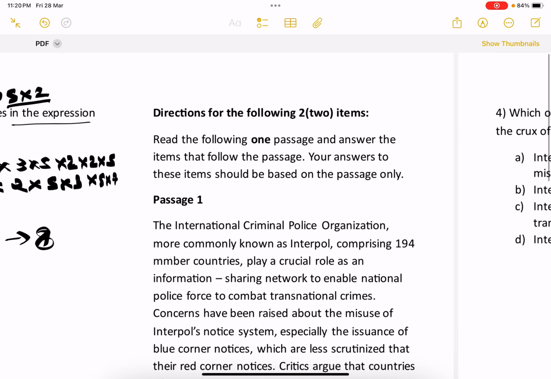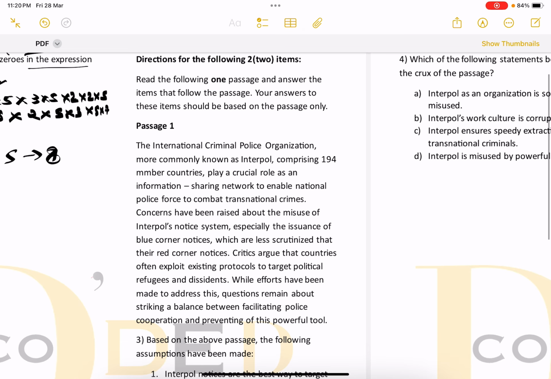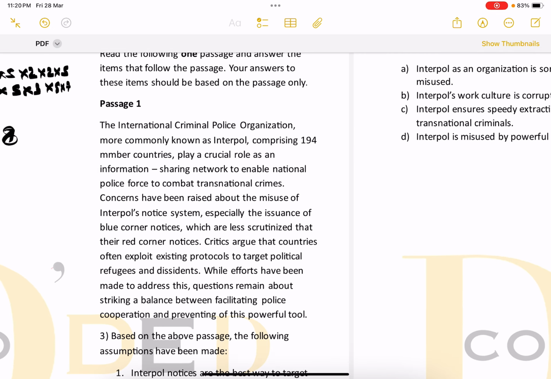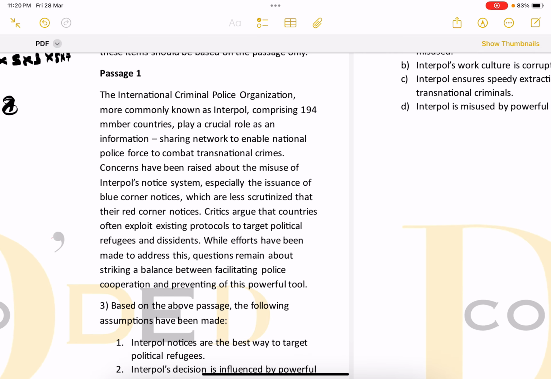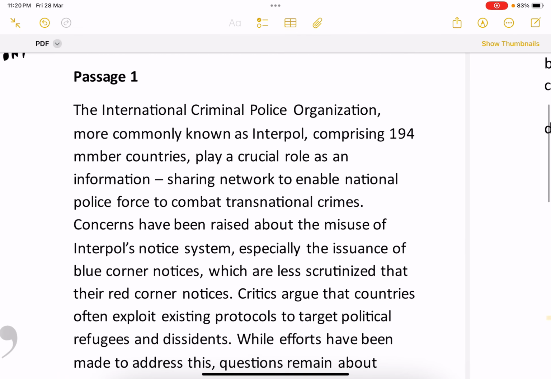Now we'll move on to another question, which is a passage. Okay, the passage goes like that. There is one passage and 2 questions are given for it. Okay, so we read the passage and try to answer the question. The passage goes like that. Read the passage. Passage 1.